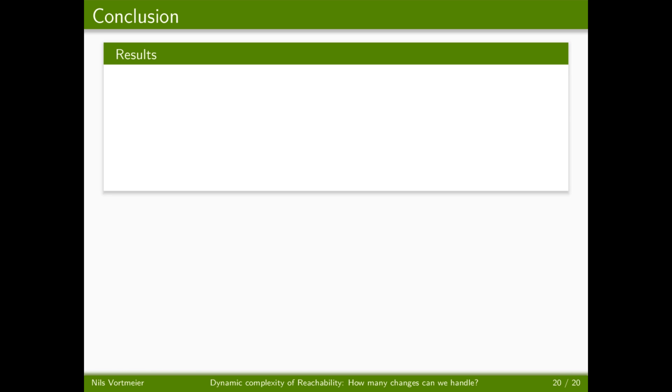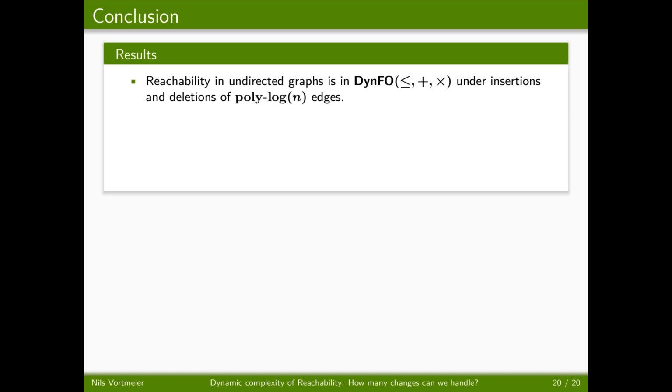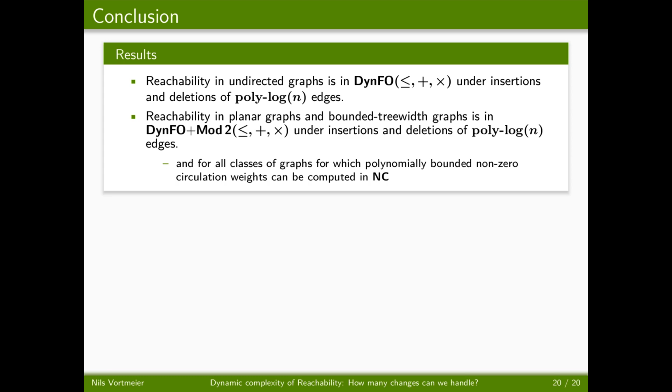Let's come to a conclusion. We have seen that reachability in undirected graphs can be maintained in DynFO with arithmetics under insertions and deletions of a polylogarithmic number of edges. Additionally, for directed graphs, reachability in planar graphs and bounded two-bit graphs is in DynFO plus mod 2 with arithmetics under insertions and deletions of polylogarithmically many edges. This holds also for all other classes of graphs for which polynomially bounded non-zero circulation weights can be computed in NC. All these results are optimal with respect to the size of the change.